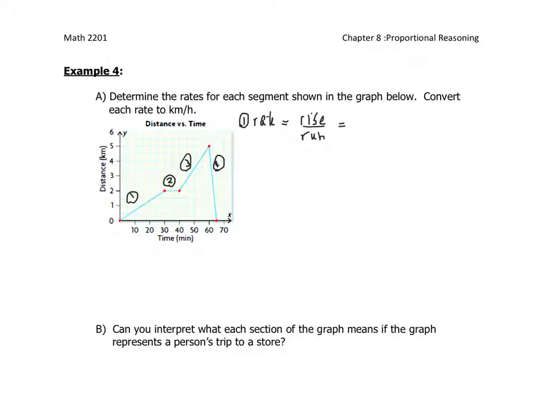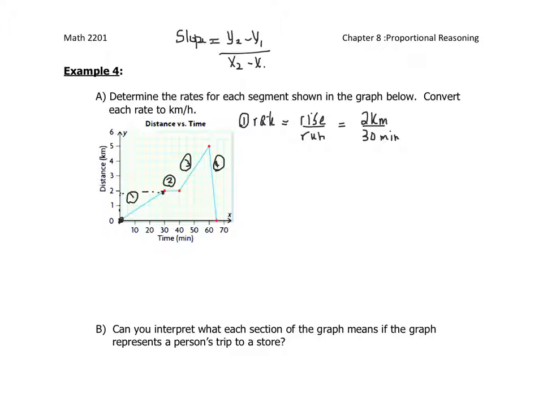You can either calculate that by counting the rise over the run, or you can use points. Remember, slope is y2 minus y1 over x2 minus x1. You can use that formula if you get the coordinates of 2 points, x1, y1, and x2, y2. But I'm just going to count. It's easy to count the rise and the run in this graph. If we look at the beginning of segment 1 and the end of segment 1, there is a rise of 2 over a run of 30. So 2 kilometers over 30 minutes.